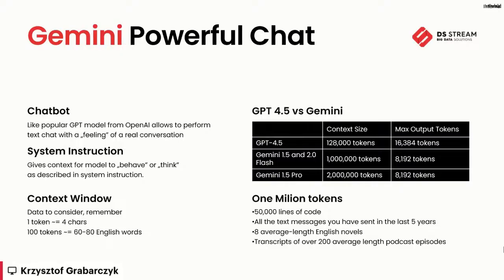Here, you can see what 1 million tokens means. It is information provided by Google on their site, so you can put there around 50,000 lines of code, all the text messages you have sent in the last 5 years, transcriptions of 200 average podcast episodes, and many, many more. So as you can see, it's a lot of data you can put into your model to process.